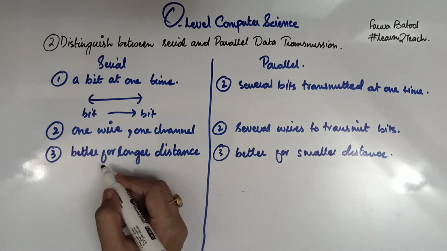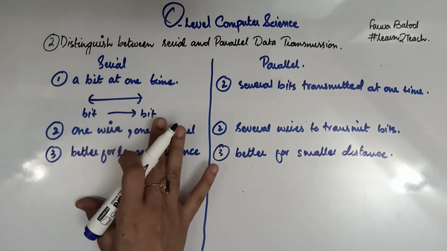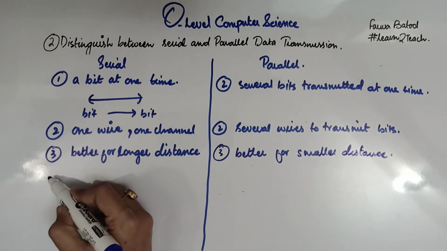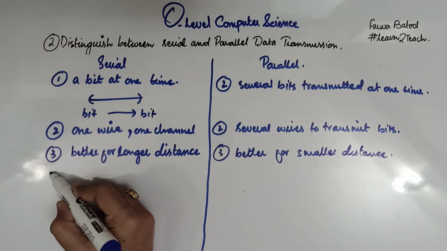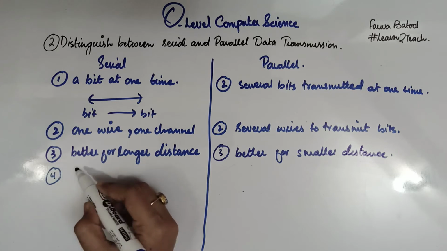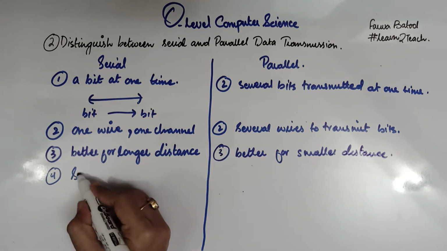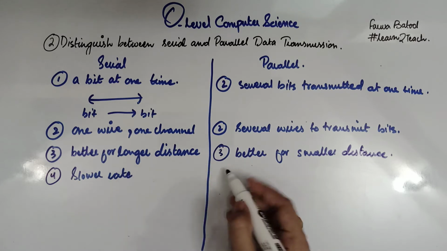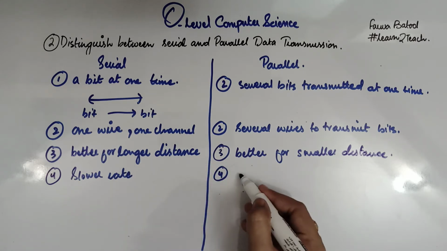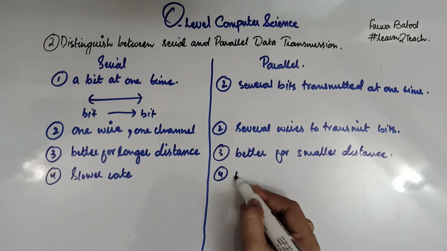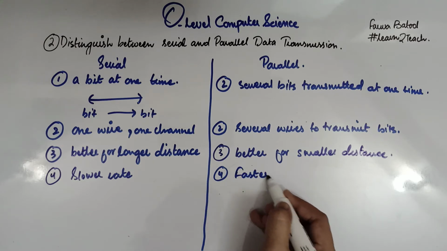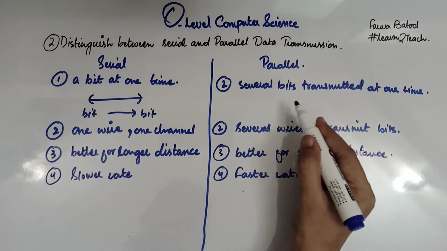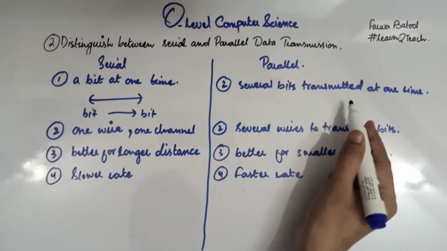Okay, so what is next? Since you are transmitting one bit at one time, that's why it is slower, right? It has a slower rate of transmission. So another difference is the rate of transmission. Serial has a slower rate of data transmission, whereas here you have a faster rate of data transmission, right? Because of its characteristic that it is transmitting several bits at one time.